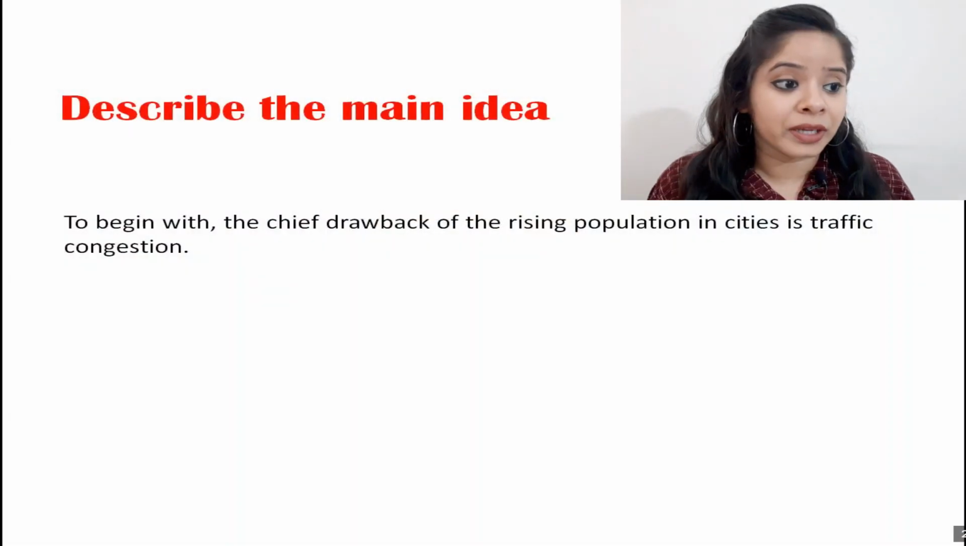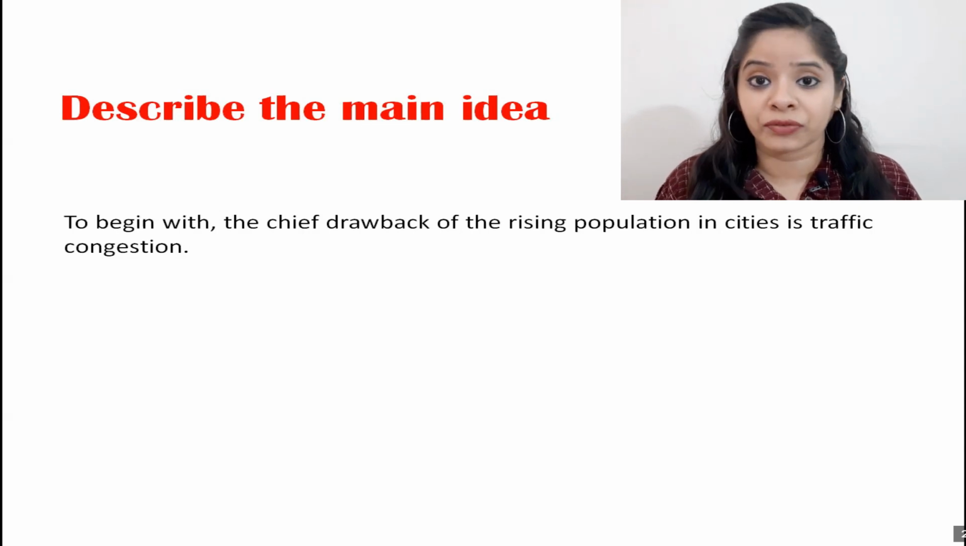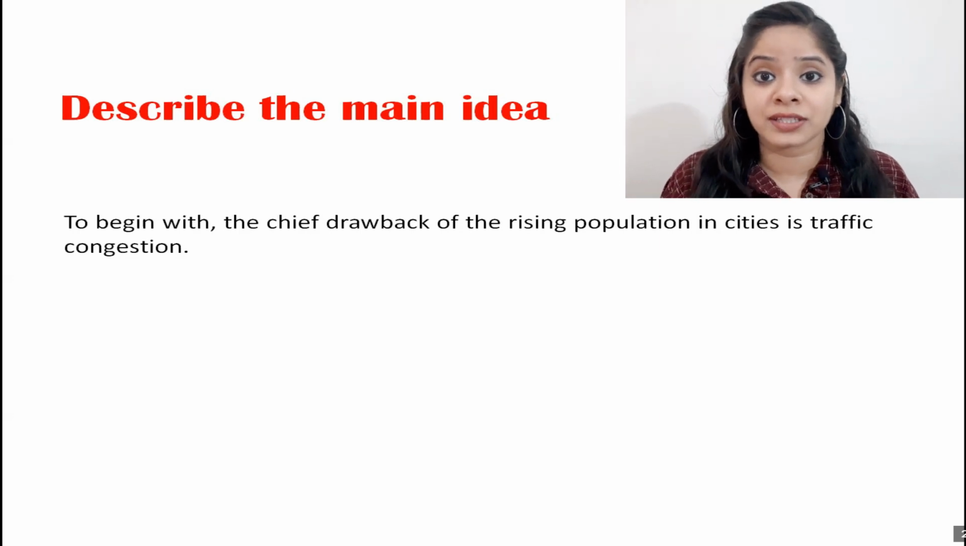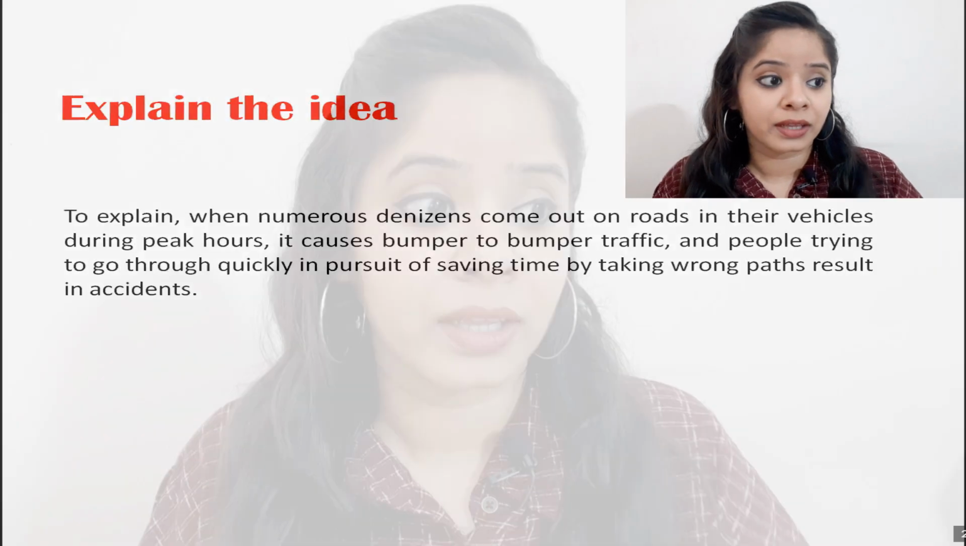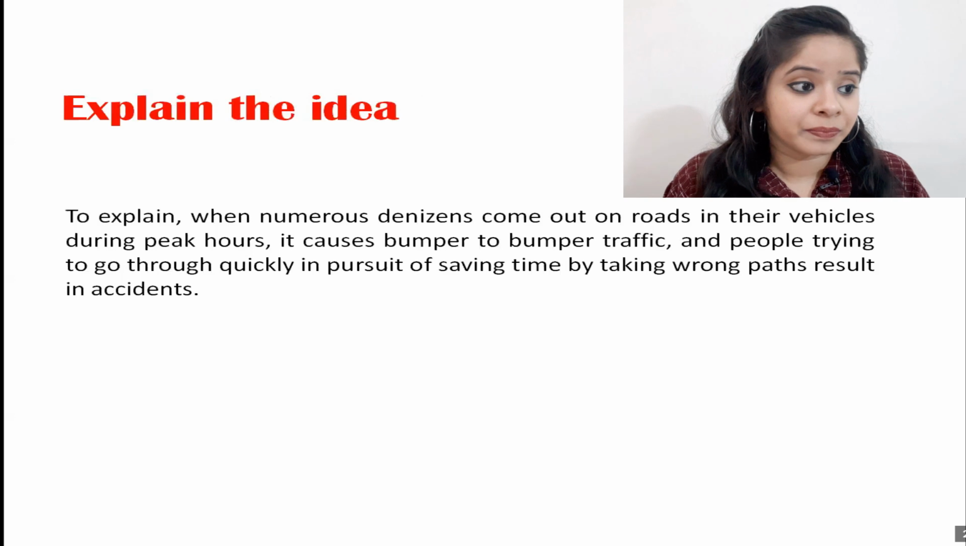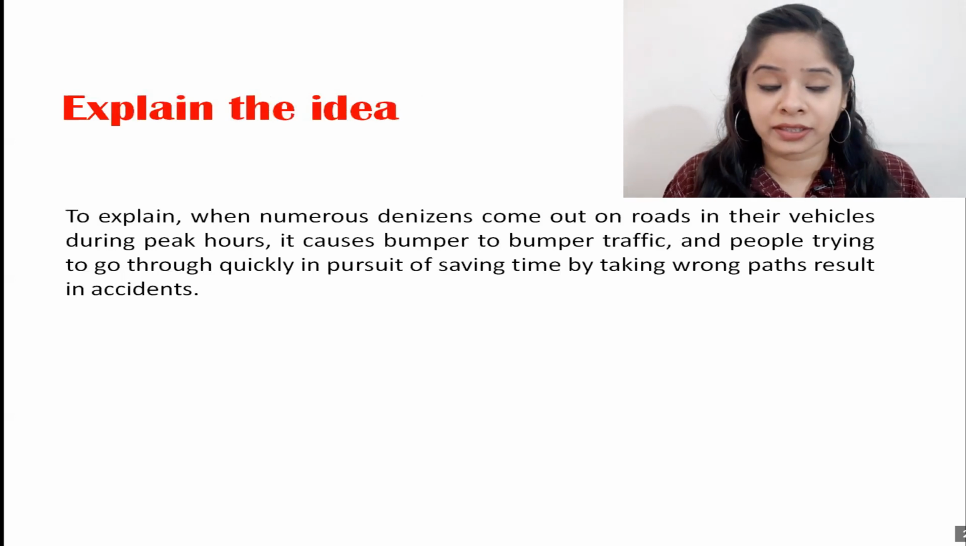What's the first problem? The very first problem should be the most important problem that you consider for this question. And I have written like this. To begin with, the chief drawback of rising population in cities is traffic congestion. So I have told the examiner that traffic congestion is the main idea that I'll be discussing in this body paragraph. How to explain this now? Explanation goes like this. To explain, so this is a connector here.